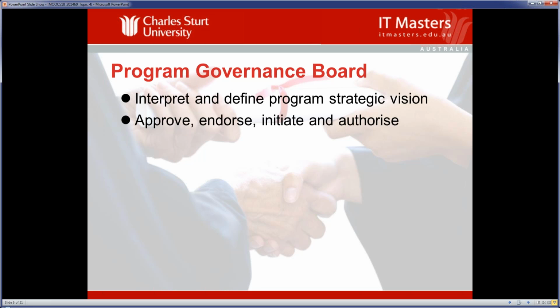So the governance board is saying, well, there's various components that could or would be included as part of this program. The governance board is going to be approving those or not. It's going to be endorsing those that are appropriate. It's going to be authorizing them in the sense of saying, well, this project to build this factory here, we're going to authorize that simply by saying, well, it's going to have access to the resources it needs.